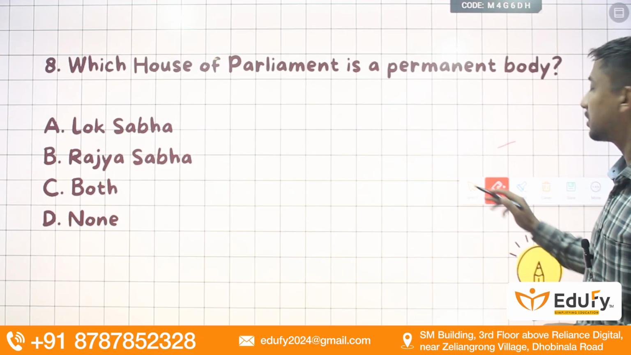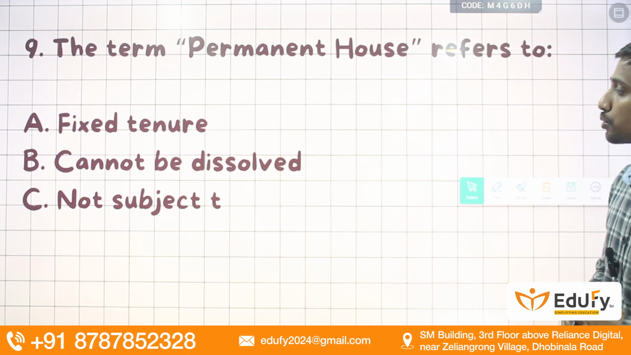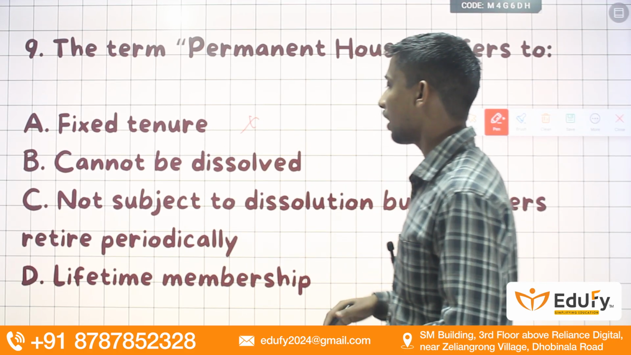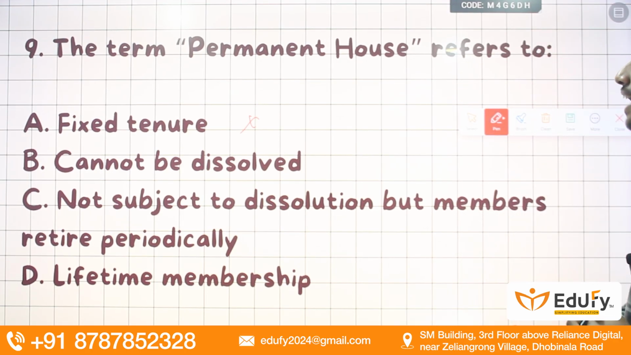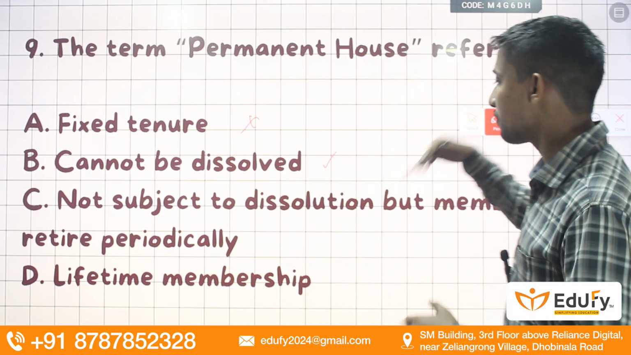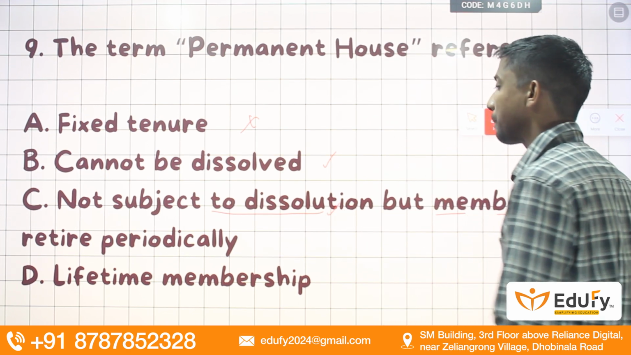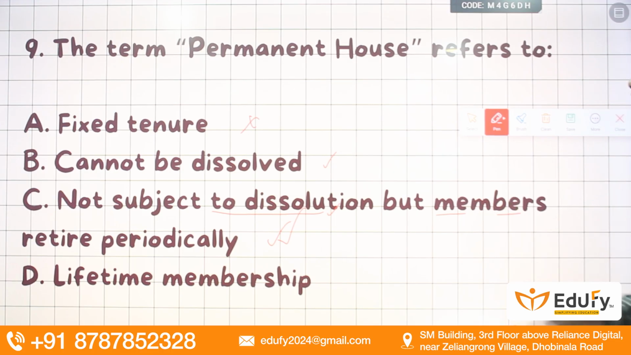Moving towards the next slide, we have here, guys: the term permanent house refers to that they have a fixed tenure. No, guys, they cannot be dissolved. Yes, they cannot be dissolved. However, their members are actually retiring periodically. So this answer, even though it looks correct, the most appropriate answer will be not subject to dissolution, but the members retire periodically. So the term permanent house means that they cannot be dissolved.